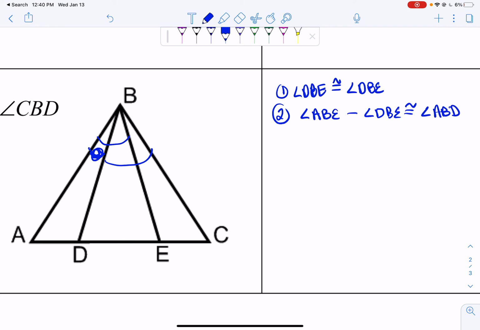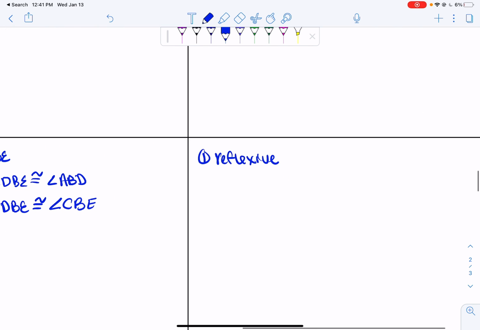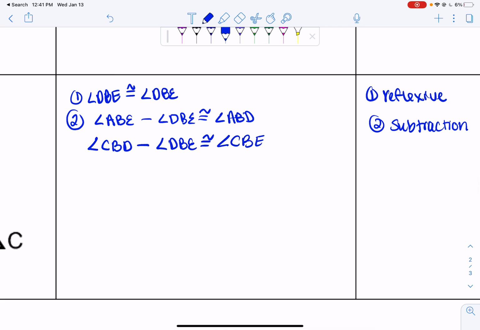Now I do my subtraction on the other. So I do my whole, which is angle CBD, minus my reflexive of angle DBE, and that's congruent to my piece of angle CBE. And this is a subtraction. Now what I can do is my substitution and say that angle ABD and angle CBE are congruent to each other.